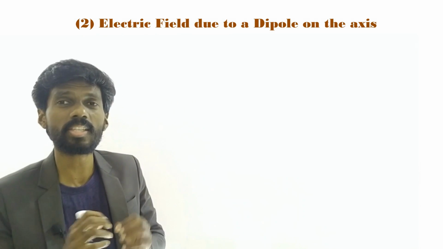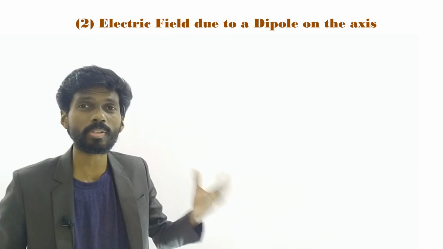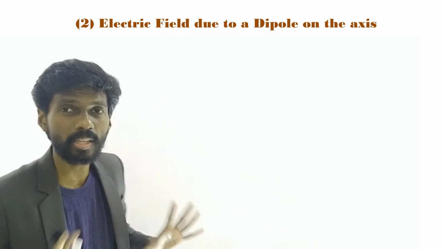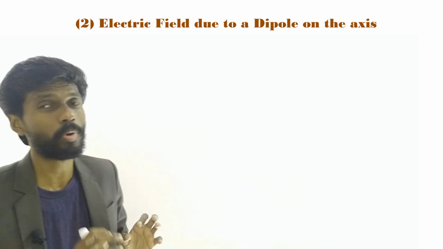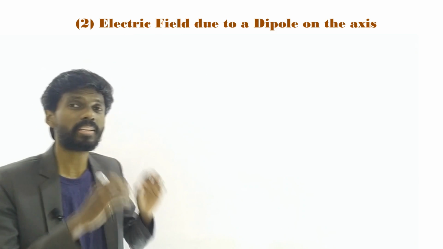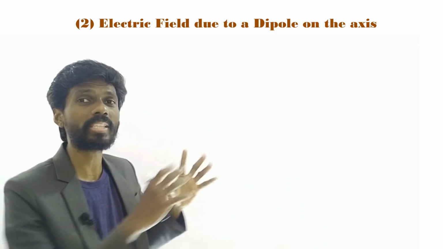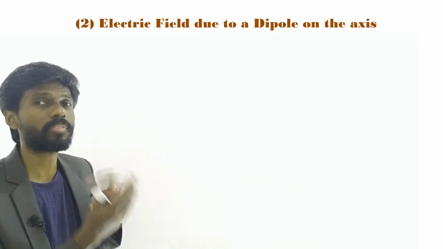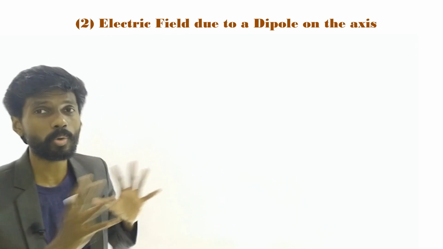So we know that the net charge of a dipole is 0 because there is a positive and negative charge of equal magnitude. That means the total charge of a dipole is 0. But the electric field due to the dipole is not 0 because these two charges are separated by some distance. That means the effects of these two charges at some point in space are different. Do you understand? Because the distances are different, the electric fields due to the two charges are different, so they don't cancel each other.